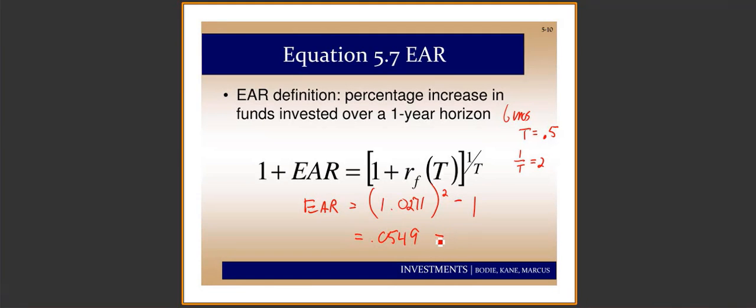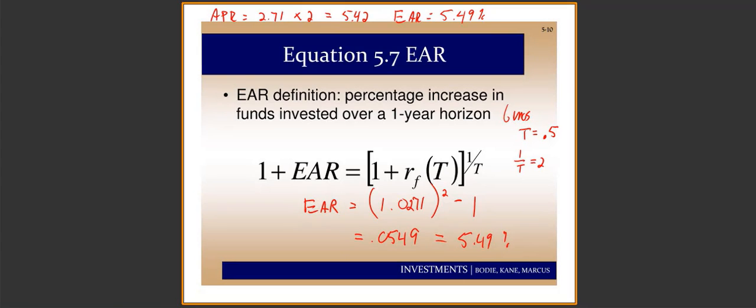Or 0.0549, which is 5.49%. Okay. So if you remember on our previous page, I had the annual percentage rate equal to 2.71 times 2 to get 5.42%. But here we're seeing the effective annual rate is 5.49%. That is, if we earn 2.71% in the first 6 months, and then earn another 2.71% in the second 6 months, we're actually going to grow more because we've got compounding. We will earn interest on the interest.